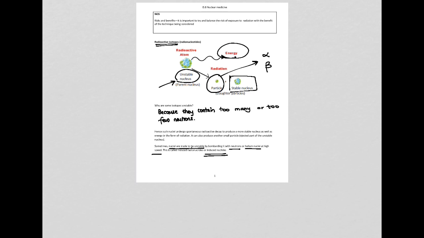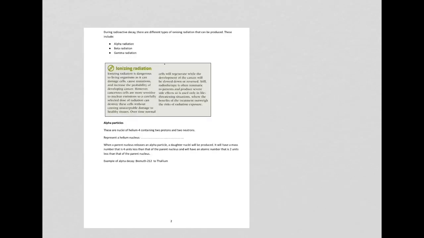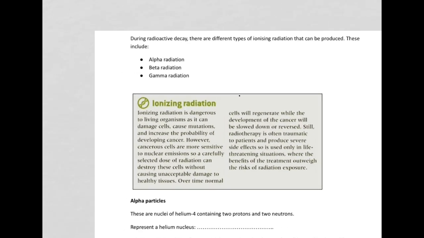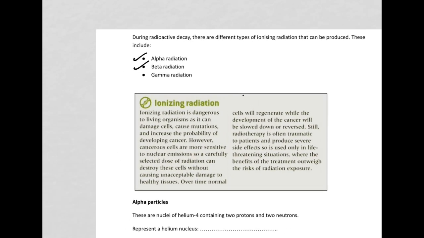Now, here, this is called the parent nucleus. So what you start with is called the parent nucleus, and what you end up with, these are called the daughter particles. So the parent nucleus will give you the daughter particles. Now, the daughter particles can be alpha particles, beta particles, or gamma radiations.